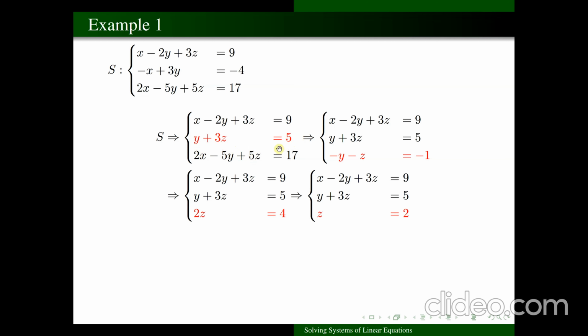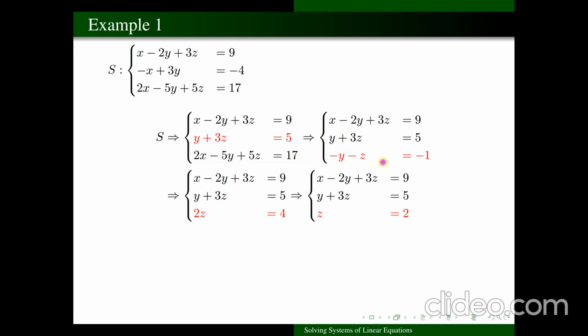We do the same thing with the third equation. So we eliminate this x here. That is obtained by multiplying negative 2 to the first equation, then adding the result to the third equation. That process will give a new third equation given by negative y minus z equals negative 1.